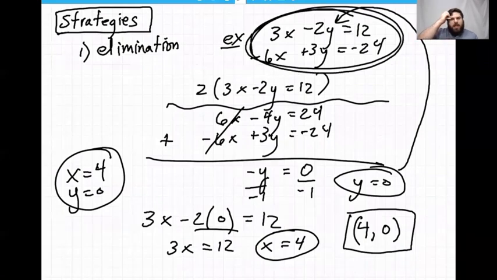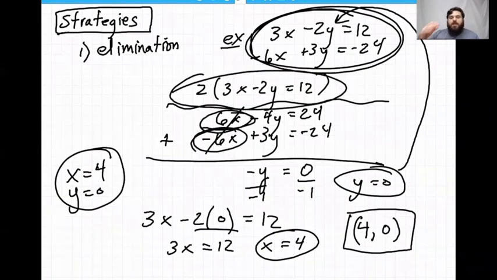When you're looking at this from the beginning, I notice right now that 3x and -6x, 3 is a multiple of 6. 6 is a multiple of 3. Meaning, if I can multiply by 2, I can change it to where the 6x and the -6x, when added, will disappear. So if you can easily multiply one of your equations by a number, or sometimes you have to multiply both. Like I could make the y's go away.